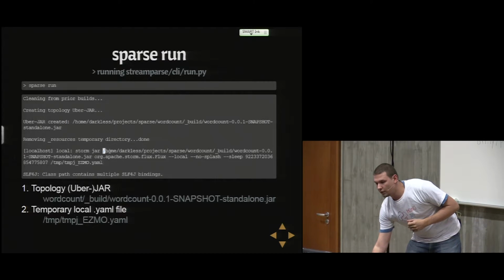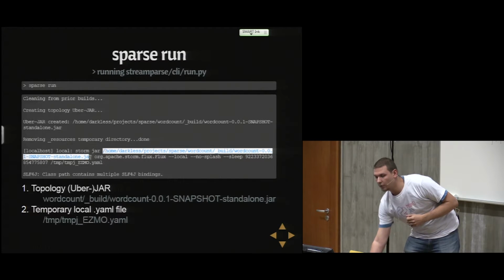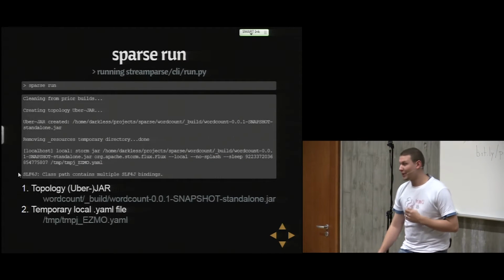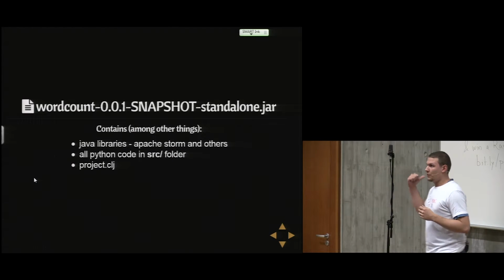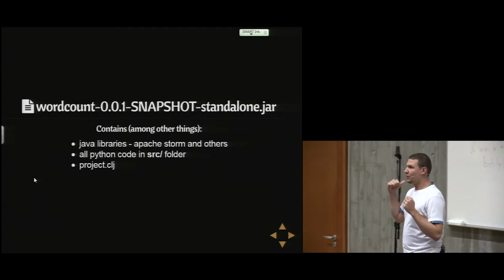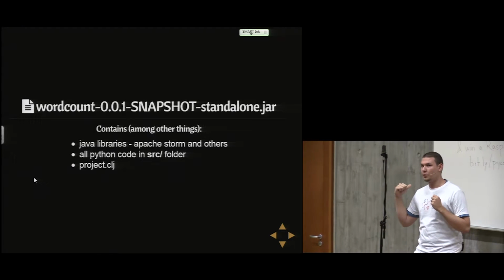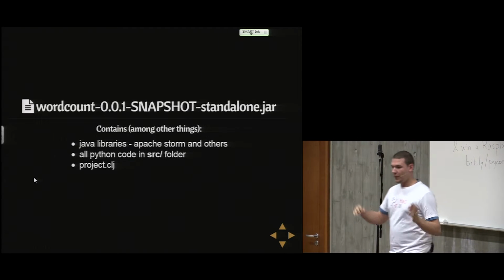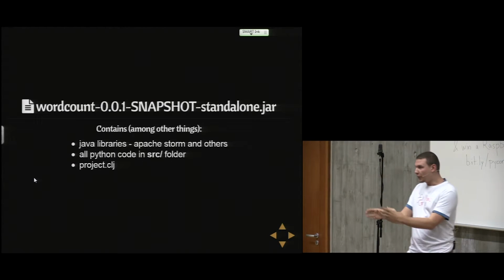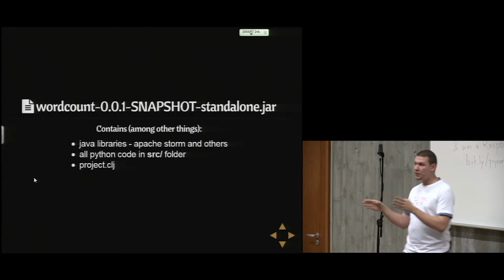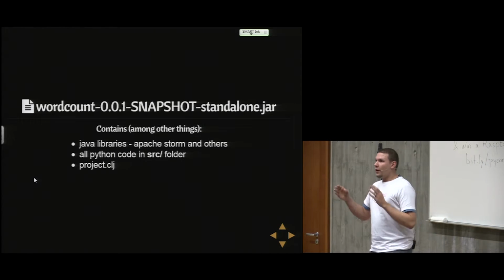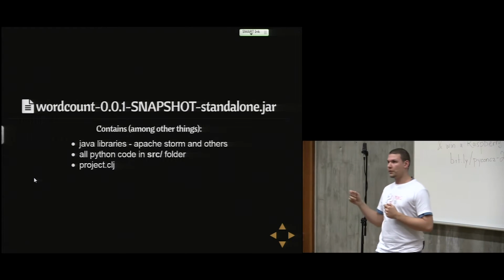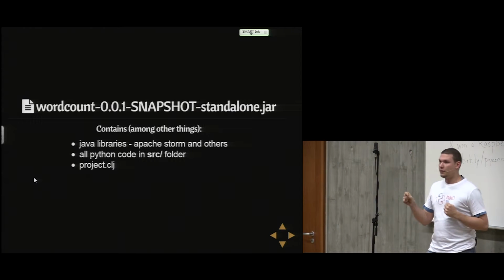So somewhere it creates the jar, here. And also there's the YAML file. So let's take a look at these files. I hope that most of you know what a jar is. Is there someone who doesn't know what a jar is? Okay, so it's a package for Java, and it contains a lot of things. In this particular case, it contains all the dependencies Apache Storm needs, so the Java files. Also, it includes all the source code you wrote in the src folder, and also the project.clj that I was telling you Apache Storm needs.